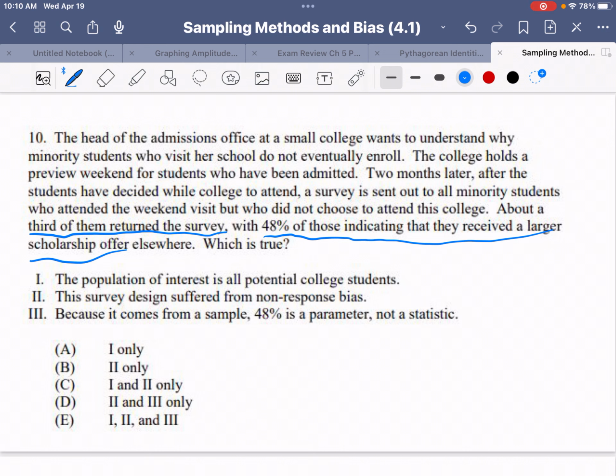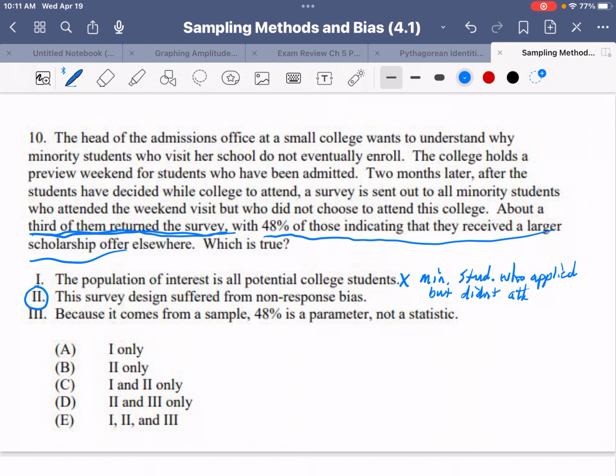Is the population of interest all college students? No. The population of interest is what? The head of admissions of a small college wants to understand why minority students. Oh, the population of interest is minority students who applied but didn't attend. So, I mean, they were just way off. The survey design suffered from non-response bias. About a third of them returned the survey.